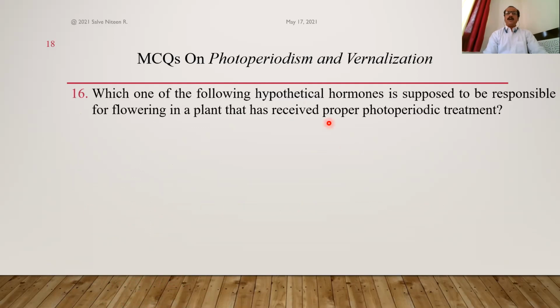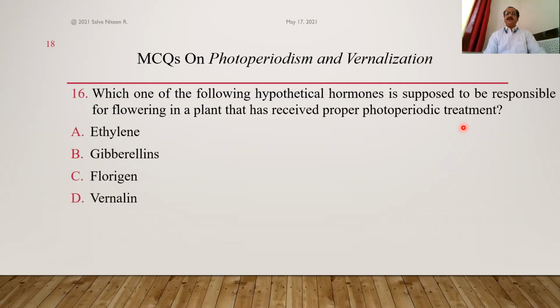Which one of the following hypothetical hormones is supposed to be responsible for flowering in a plant if it has received proper photoperiodic treatment? When a plant gets proper photoperiodic treatment, which hypothetical hormone is supposed to be formed that is responsible for producing flowering? And that you have studied, this hormone is called florigen. C is the right answer.